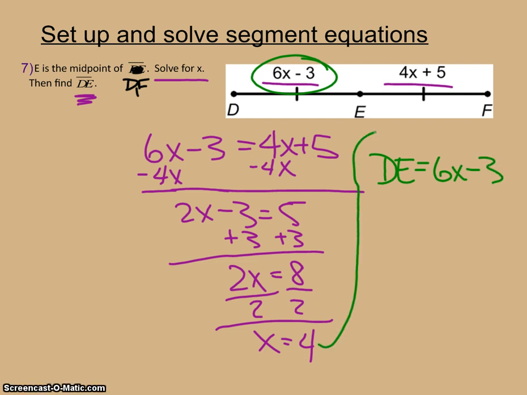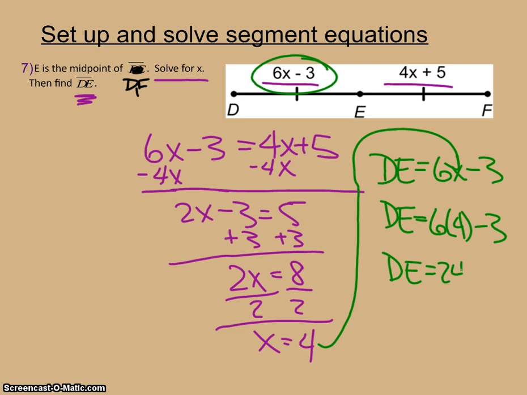Substitute in 4 for our x. So DE equals 6 times 4 minus 3. DE equals 24 minus 3. So DE equals 21. There's our answer.